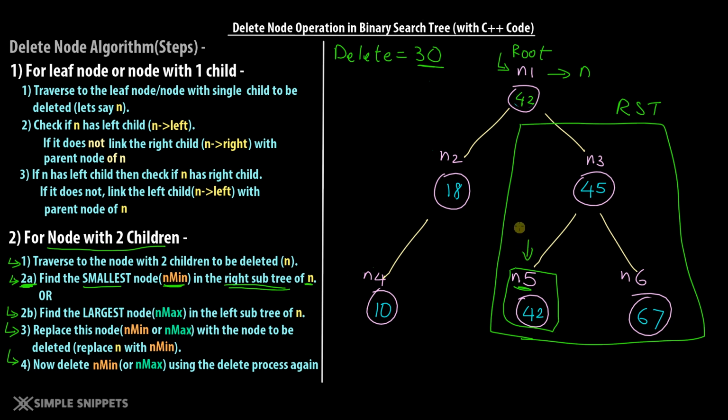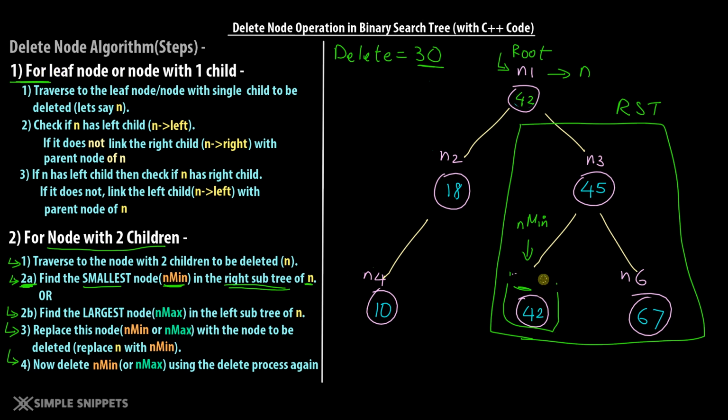So n5 was n-min, which is the minimum value in the right subtree. So now step 4 is saying we have to delete this node. So now you can delete this node using the delete node operation again. You can see a recursive delete node is called, and this time this is a leaf node, so the deletion process is going to be for a leaf node.